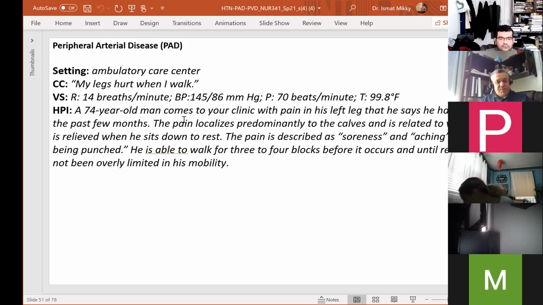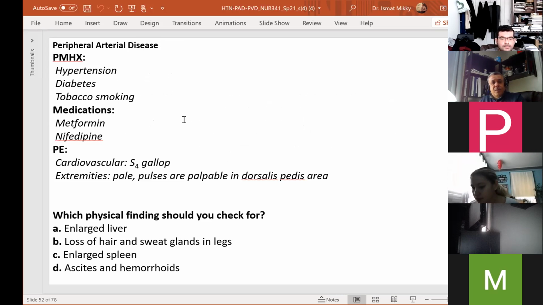Past medical history: hypertension, diabetes, tobacco smoking, and the patient is on metformin and nifedipine. The physical exam showed an S4 gallop and diminished pulses in the extremities. Pulses are palpable in the dorsalis pedis area.